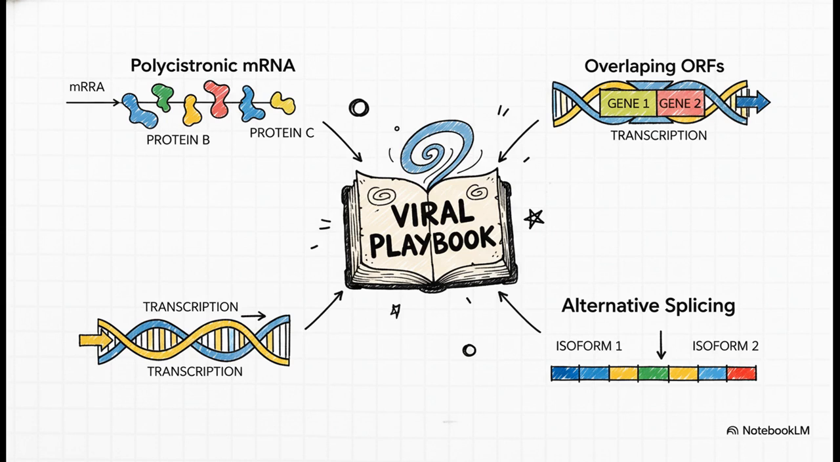We're going to focus on a few of these, but some key strategies are making single messenger RNAs that code for multiple proteins, using overlapping reading frames where one piece of DNA can be read in different ways to make different proteins, and of course, using alternative splicing to create a huge variety of proteins from just one gene. Let's dig into that first one.